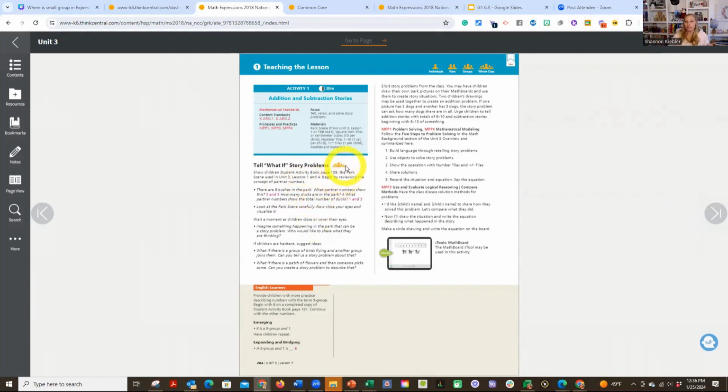I might choose, even though it says whole group, I might choose this one to be in small group because I want to hear individuals. Because it's easier for me to listen to them tell me these stories. So Josephine, tell me a what if story with your partners. Model it on your counting tray. Show me with your counters.